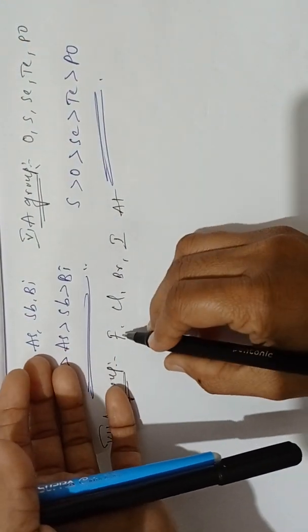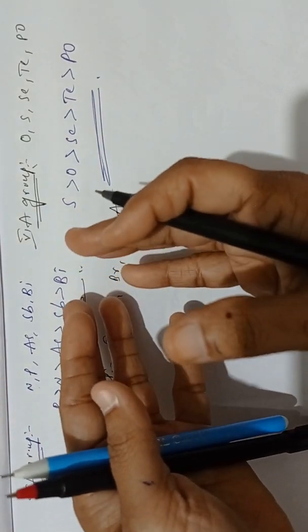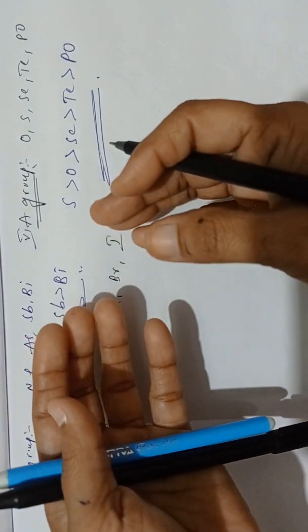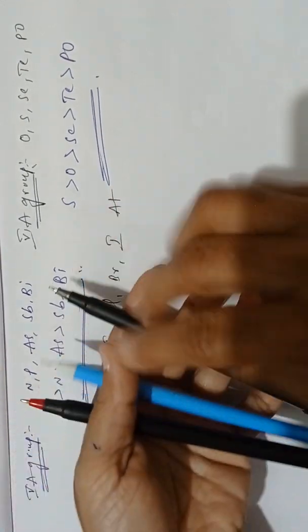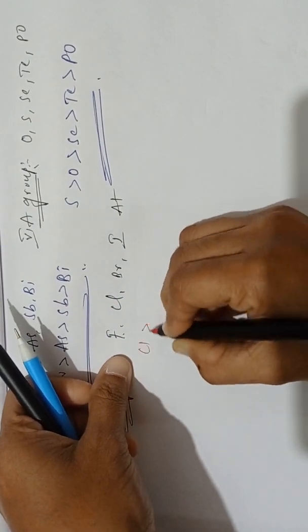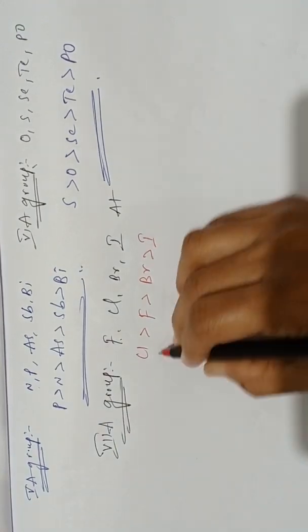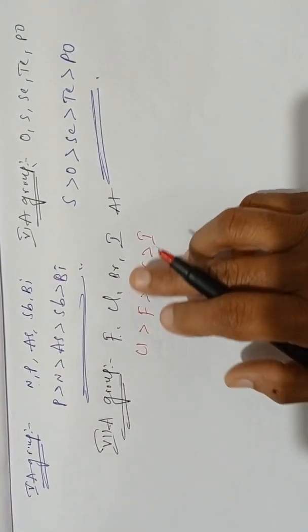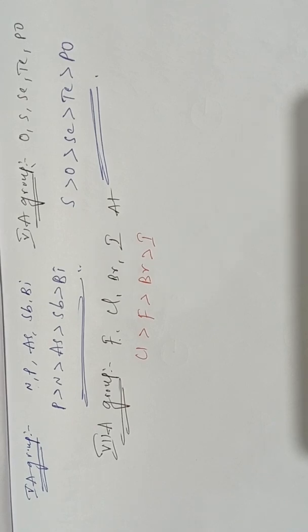Fluorine has a very small size atom, so in between the shells the gap is less, interelectronic repulsions are more, so electron affinity is less. So what is the correct order, students? Chlorine greater than fluorine, greater than bromine, greater than iodine. Chlorine comes first. Clear? Chlorine, fluorine, bromine, iodine.